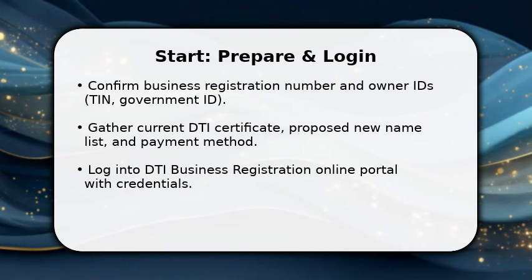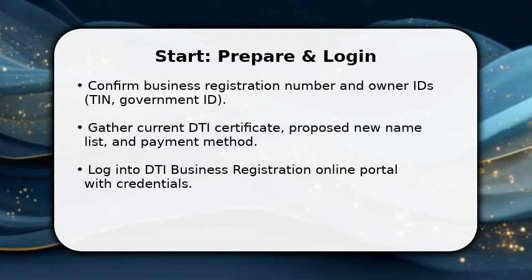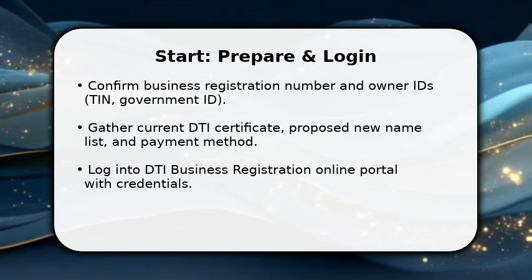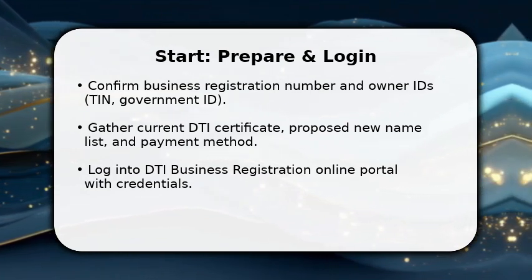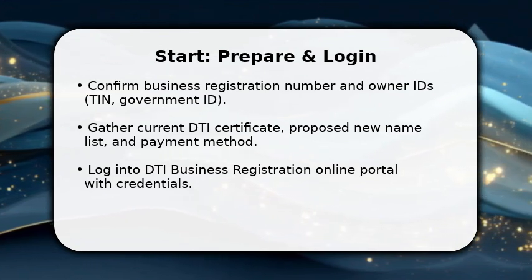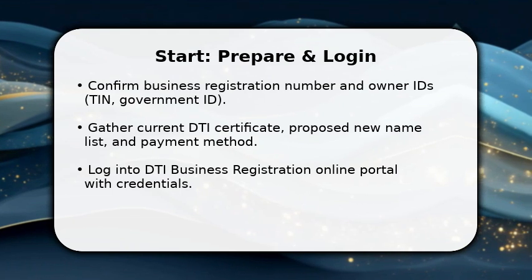You begin by confirming your business registration number and having owner ID ready. These are required for identity verification. Once done, collect your current DTI certificate and prepare a prioritized list of proposed new names because name availability is checked live.